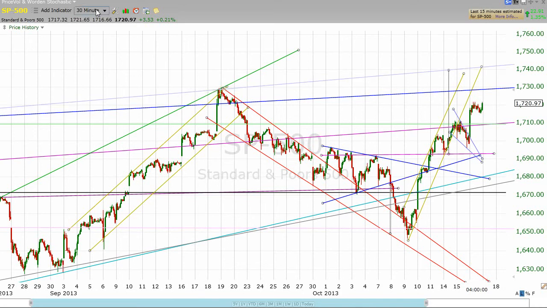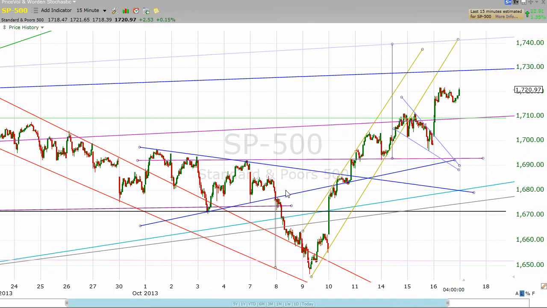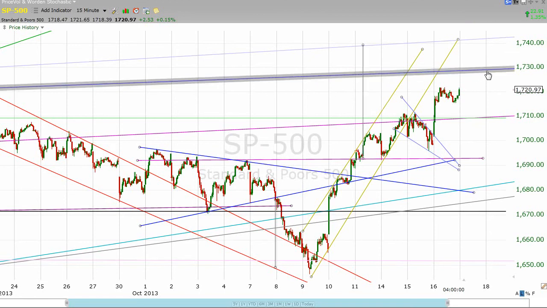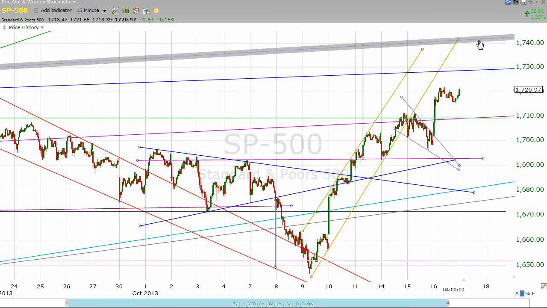Now we mentioned that if we get this pattern down here, this left shoulder, head, and then no right shoulder, if this works like these strange patterns have been working, then we have a distance that we can measure here that takes us to about 1740. So I would say let's stick with that call. Let's say we make it to 1740, another day like today, and we're there.